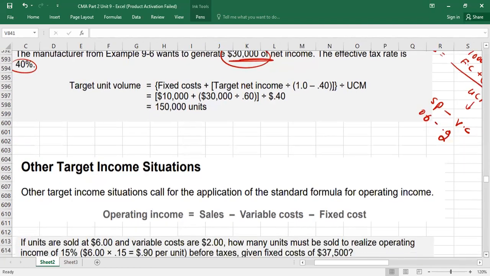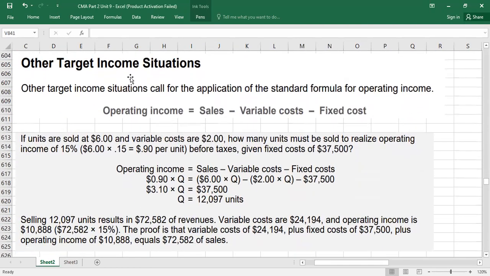Now, guys, we are going to talk about some other target income situations. Sometimes you have to solve a question by applying different equations. These are alternative ways. Please remember, operating income can be calculated by applying this equation also. If you look at your normal income statement, we write first sales. From sales, we deduct variable cost. This is called your total contribution. From total contribution, if you deduct fixed cost, this is called your operating income. So in shortcut, I can say sales minus variable cost minus fixed cost is equal to operating income, right?